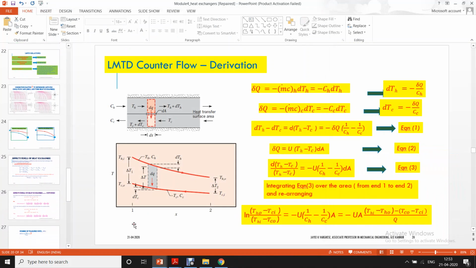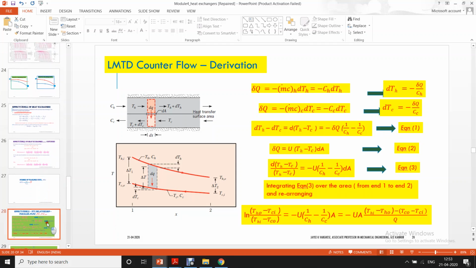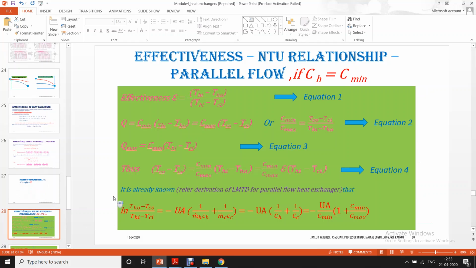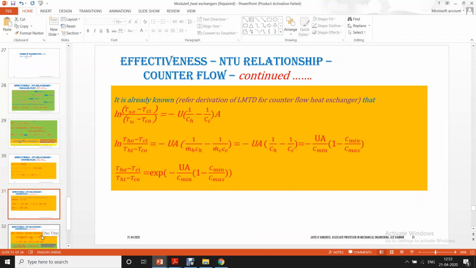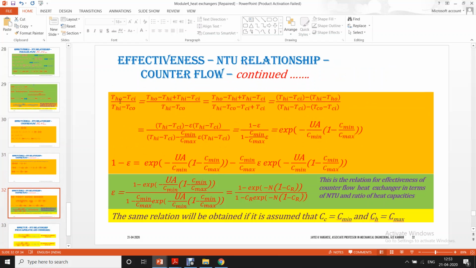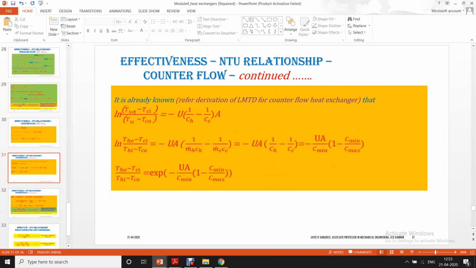Now we'll go back to our derivation. This was a relation: THO minus TCI divided by THI minus TCO is equal to minus UA into 1 by CH minus 1 by CC, where CH and CC are heat capacity rates.